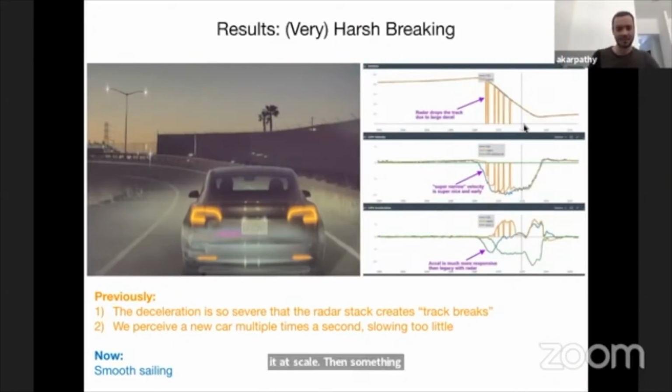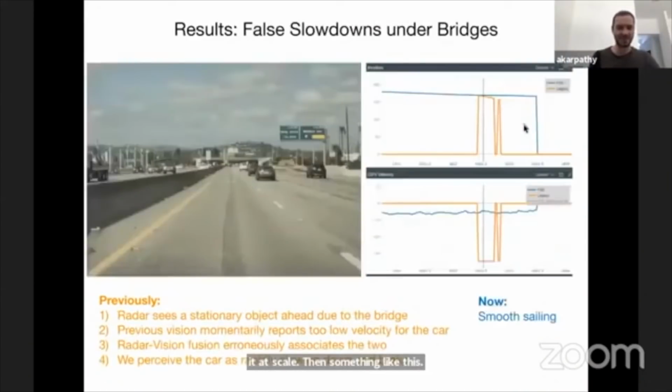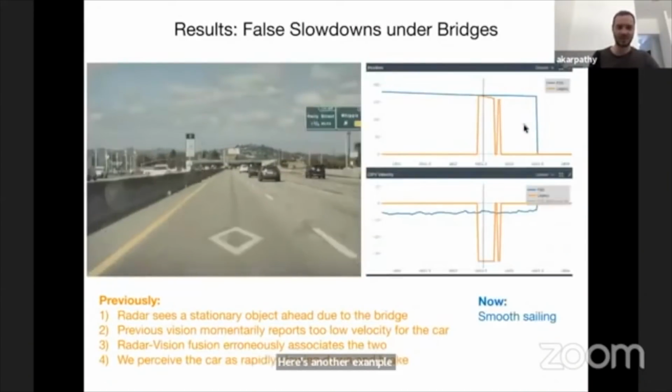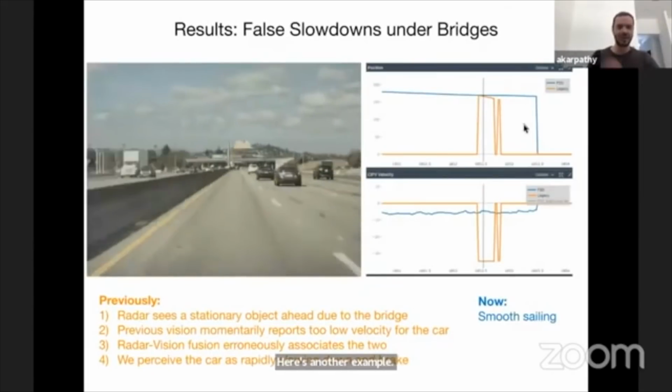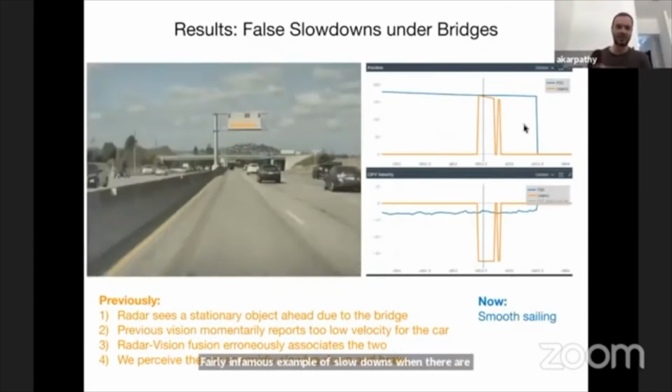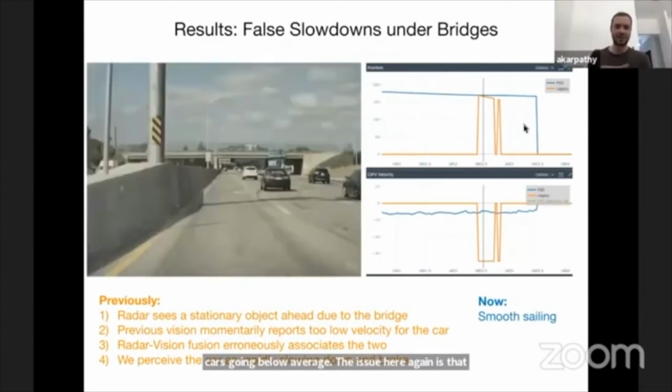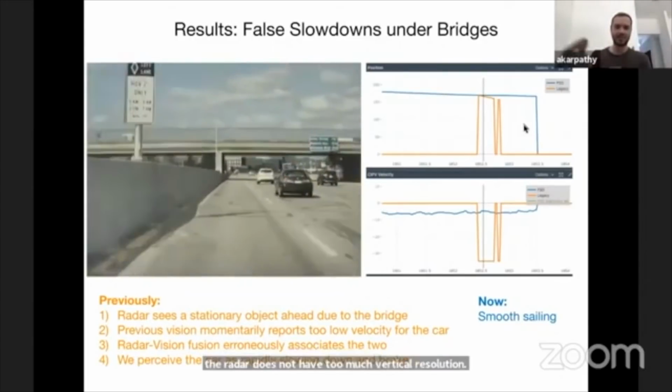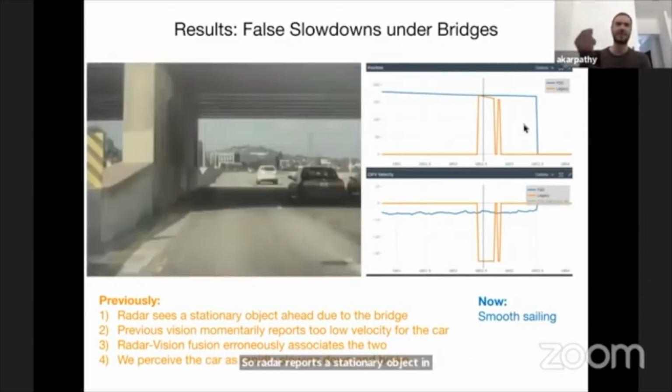Here's another example, a fairly infamous example of slowdowns when there are cars going below a bridge. The issue here, again, is that the radar does not have much vertical resolution. So radar reports a stationary object in front of you. It's as if the radar doesn't know whether there's a stationary car in front of you or if it's the bridge above. It cannot differentiate those two. So radar thinks that there might be something stationary in front, and it's just looking for something in vision to tell it that it might be correct. And then we create a stationary target and brake.